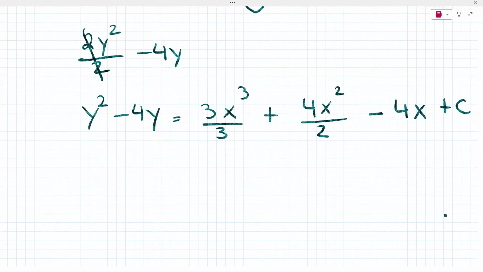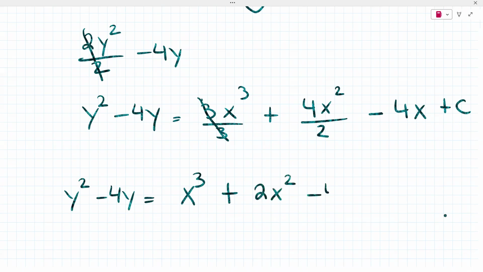Okay, so on the left you have y squared minus 4y equals, here you can clean this up, right? This 3 is canceled, so we're left with x cubed plus 4 over 2 is 2, minus 4x plus c. Now, the next step I would do is solve for my c.